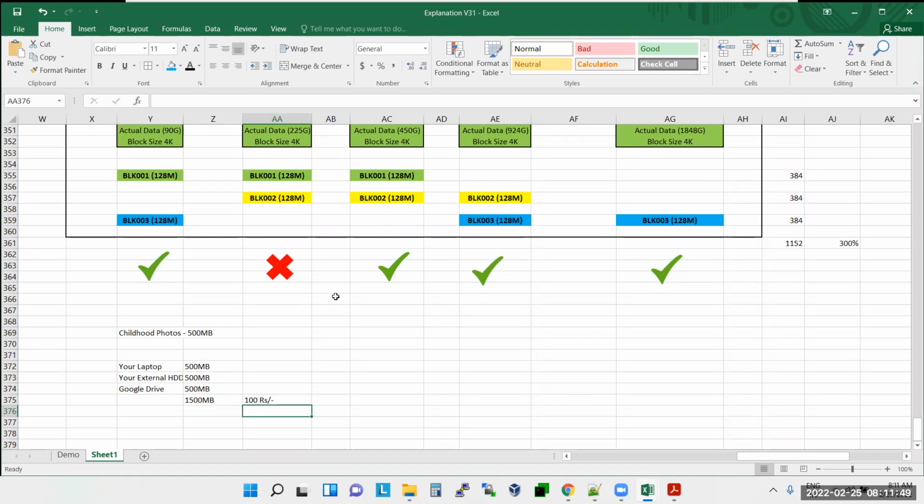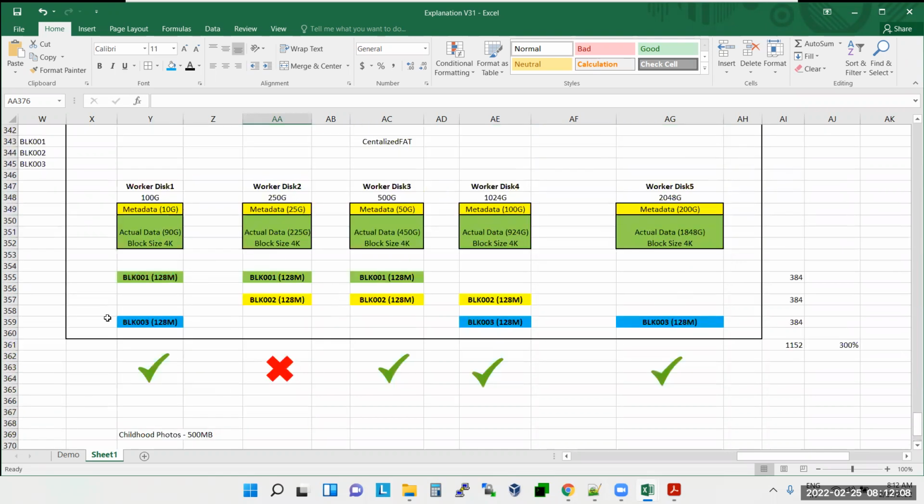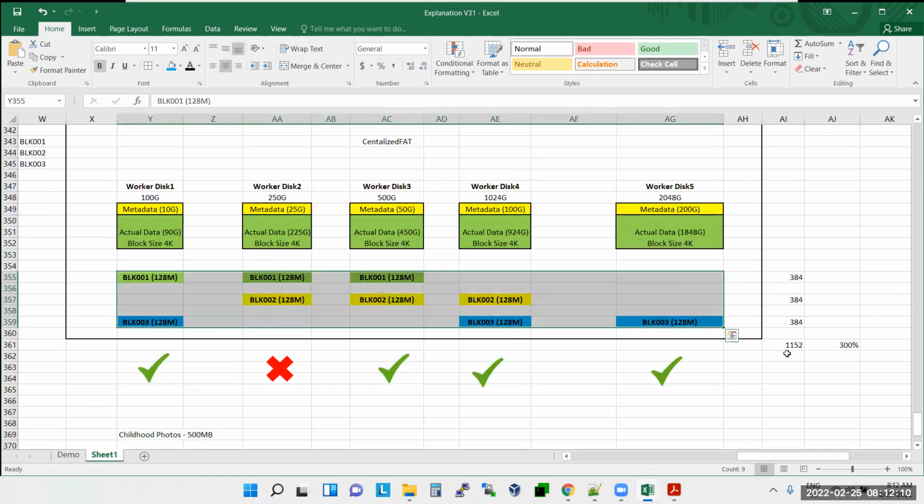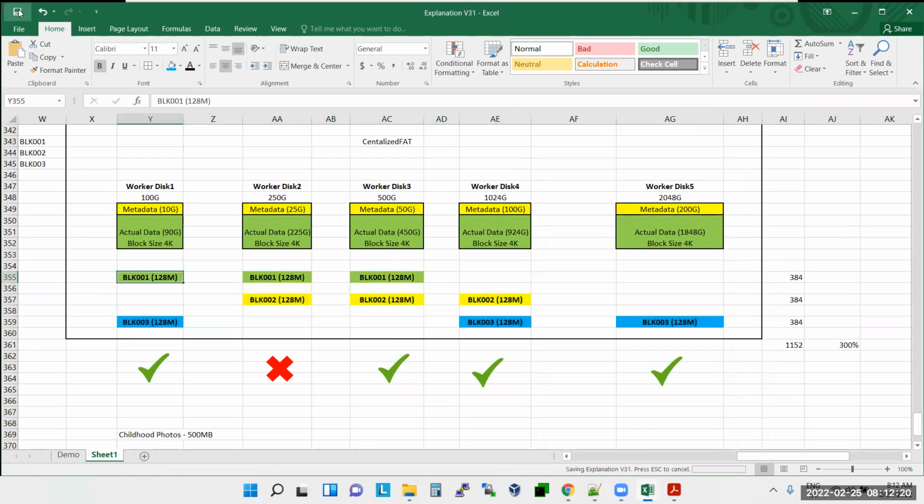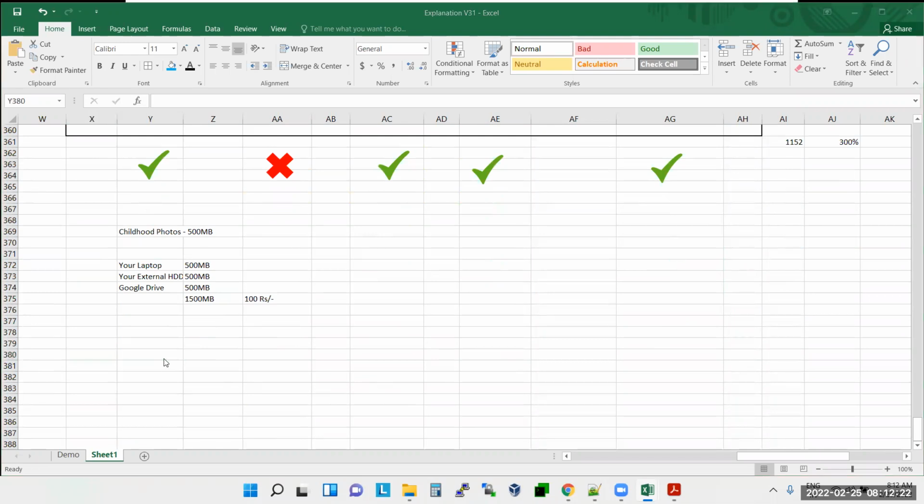But if I give 100 rupees, can anybody give me my childhood photos of 100 MB? No one, right? So here, what is important? Data is very important compared to storage. Here also it is the same case. Even though it is 3 times, at the end of the day, data is more important than anything. Clear?